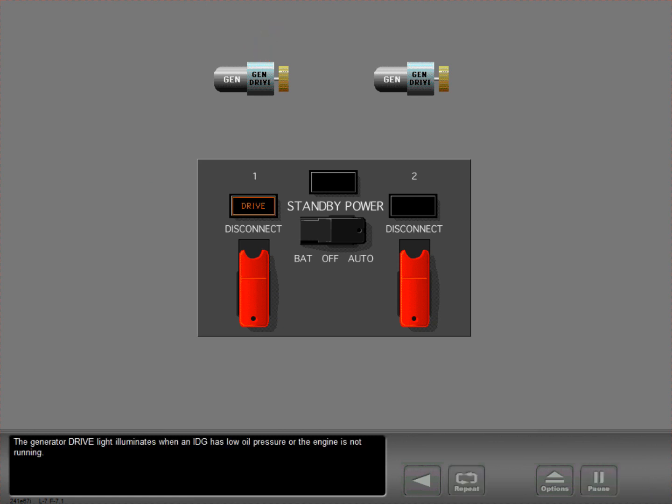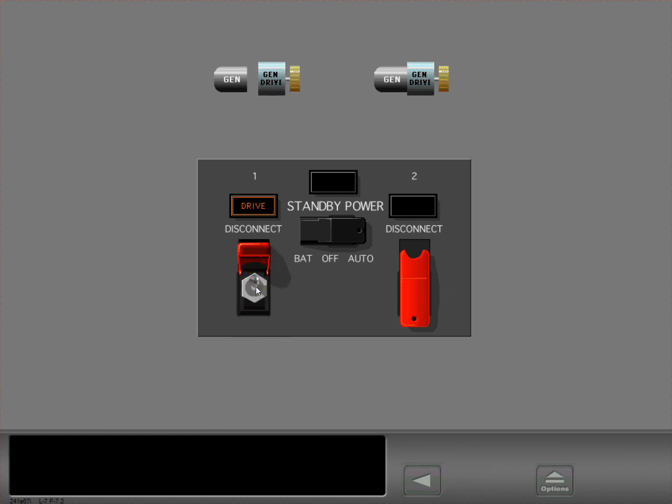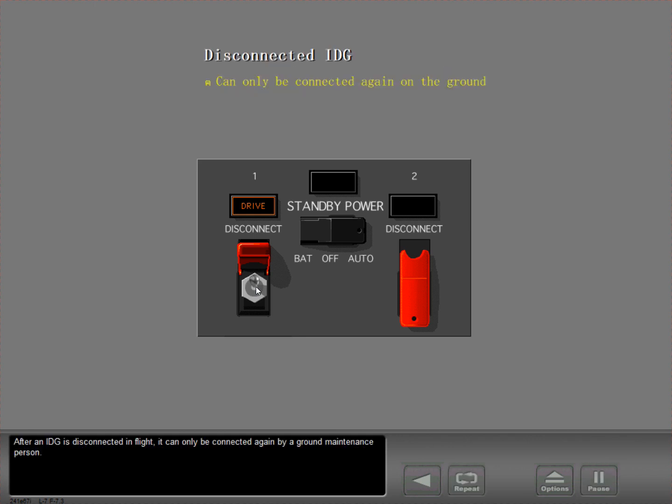The generator drive light illuminates when an IDG has low oil pressure or the engine is not running. The generator drive disconnect switch lets you disconnect an IDG from its engine during a non-normal situation. Disconnect IDG number 1. After an IDG is disconnected in flight, it can only be connected again by a ground maintenance person.